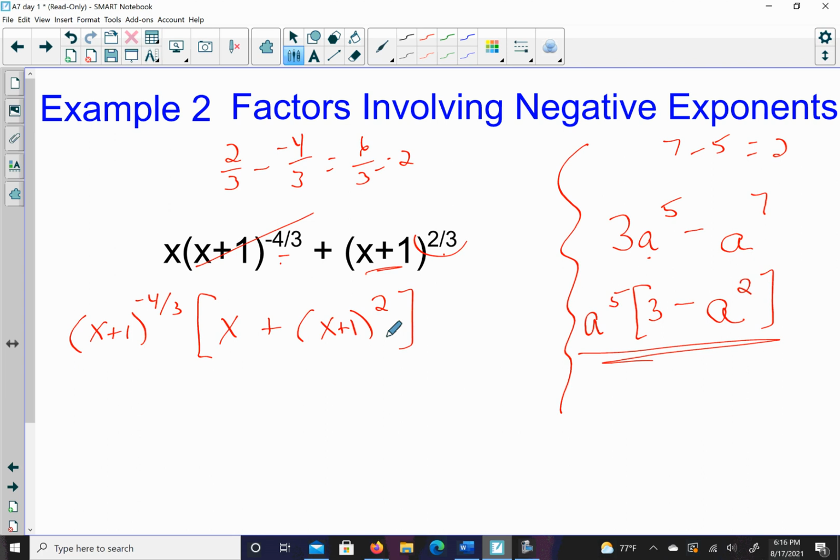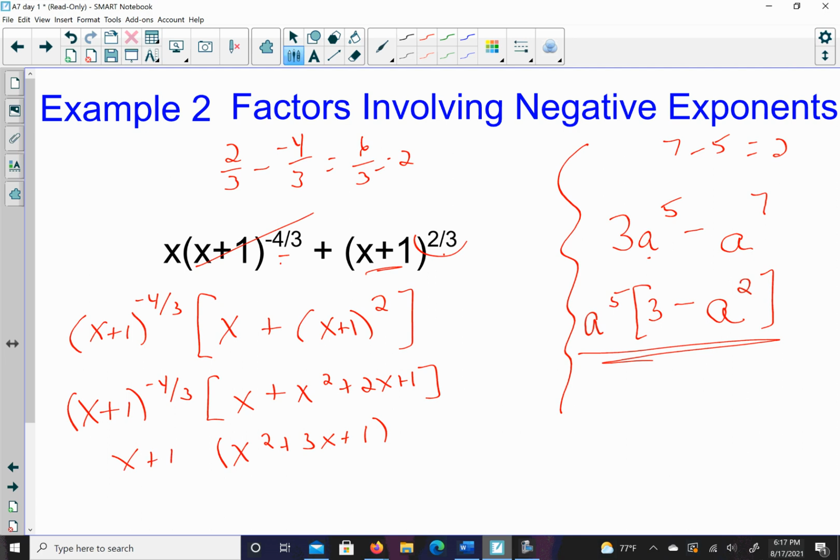And I'm not going to leave it like that. I'm going to simplify it. So here I have this x plus 1 to negative 4/3. And then this will be x. And then when I square this, not making the common mistake, I'm going to have x squared plus 2x plus 1. Now I'm going to combine my like terms. I'm going to get x squared plus 3x plus 1. And I'm multiplying this whole thing by x plus 1 to negative 4/3. That is one version of the correct answer.